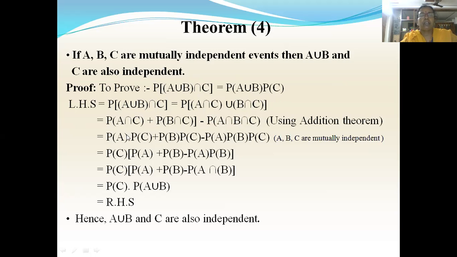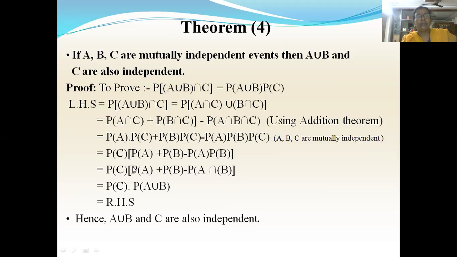Now since A, B and C are mutually independent, it means they are also pairwise independent. So here P of A intersection C, I can write it as P of A into P of C. P of B intersection C, I can write it as P of B into P of C. Minus P of A intersection B intersection C will be P of A into P of B into P of C, because they are mutually independent. So here in all these three terms, I have a common term P of C. I'm taking that P of C outside as common. We'll get the remaining terms as P of A plus P of B minus P of A into P of B. Rewriting this as P of A plus P of B minus, because they are independent, I can write them as P of A intersection B.